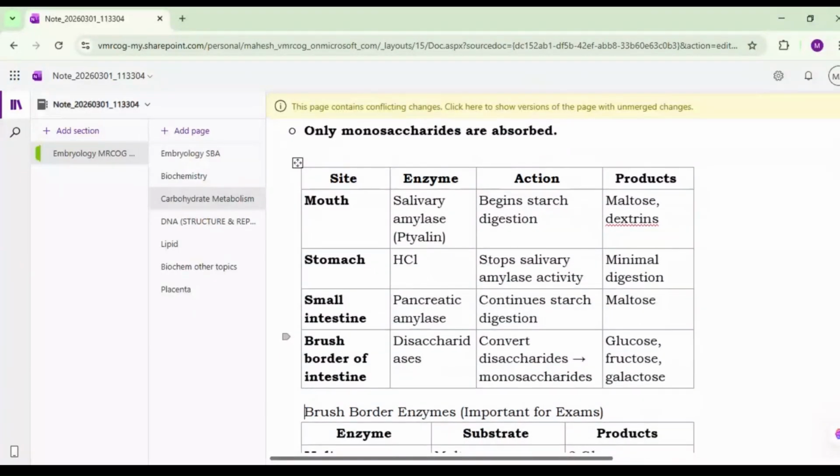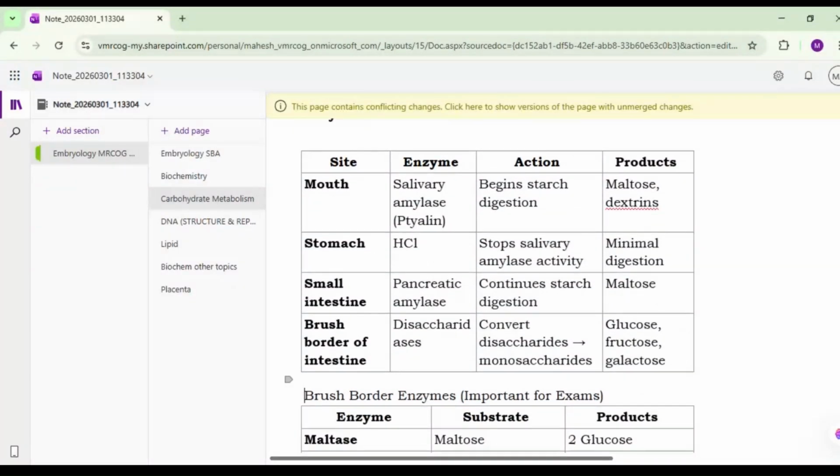In the mouth, there is salivary amylase, also called ptyalin. Its action is that it begins the starch digestion, and the products formed are maltose and dextrins. Then in the stomach, there is hydrochloric acid. In this acidic pH, the salivary amylase does not act, so its activity stops and there is minimal digestion of carbohydrates in the stomach. Next is the small intestine, where there are pancreatic amylases. They continue the starch digestion and you will get maltose.